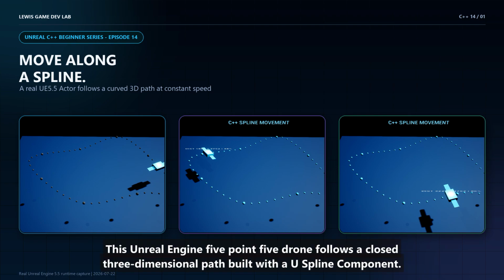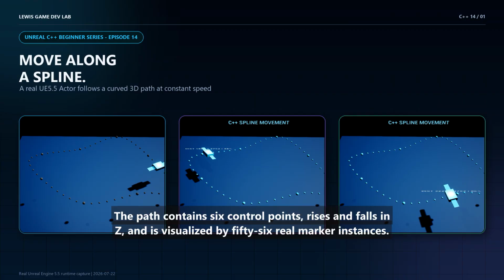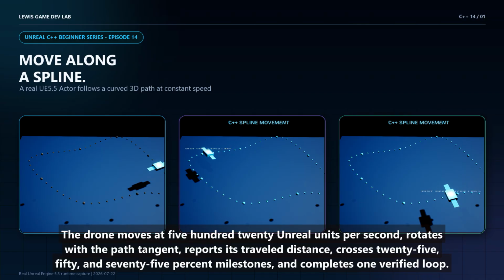This Unreal Engine 5.5 drone follows a closed three-dimensional path built with USplineComponent. The path contains 6 control points, rises and falls in Z, and is visualized by 56 real marker instances. The drone moves at 520 Unreal units per second, rotates with the path tangent, reports its traveled distance, crosses 25, 50, and 75% milestones, and completes one verified loop.